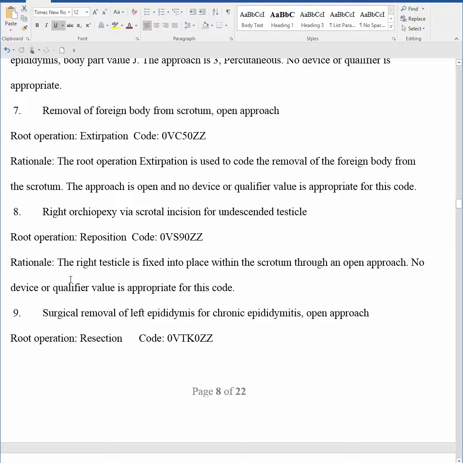Number 8 is right orchiopexy via scrotal incision for undescended testes. It says incision, that equates to an open surgical approach. You know what piece of anatomy. You have the laterality. We talked in the lecture about the undescended testicles. That equates to putting them back in the right anatomical position, which is the root operation of reposition. Code is 0VS90ZZ. You're going to index reposition, testicle, right.